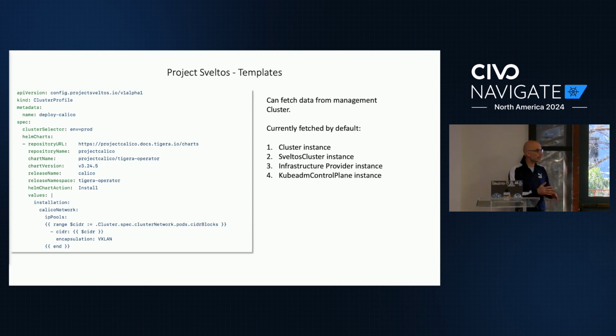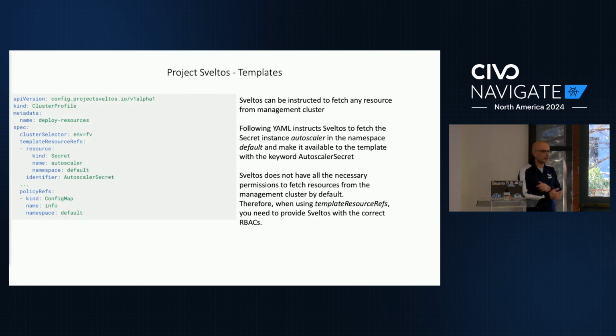So if you want to create a configuration that applies to every production cluster, you have to express this as a template. And by default, Sveltos fetches a few resources which are present in the management cluster, essentially the Cluster API cluster instance that represents the cluster in the management cluster, or the Sveltos cluster instance which represents any cluster that has been registered to be managed by Sveltos. But you can instruct Sveltos to fetch any resource that is present in the management cluster.